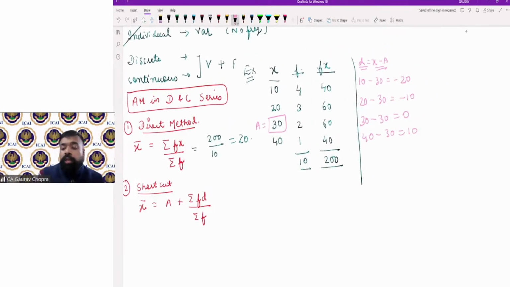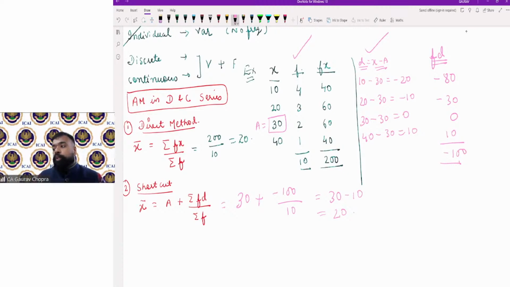Now what we have to do? Find f multiplied by d, the product of f and d. So 4 multiplied by minus 20 gives minus 80. Then minus 30, 0 and 10. What is the total? Negative 100. Now x bar is equal to the assumed mean, 30, plus sigma fd, which is negative 100, divided by sigma f. Total of frequency is 10. So we are getting 30 minus 10, that is 20. So the result is 20. Whatever the method, the answer will remain same. Right?